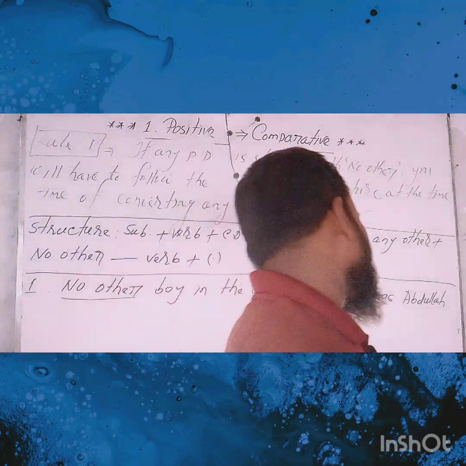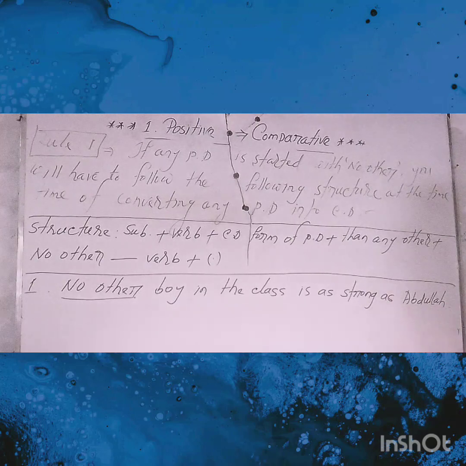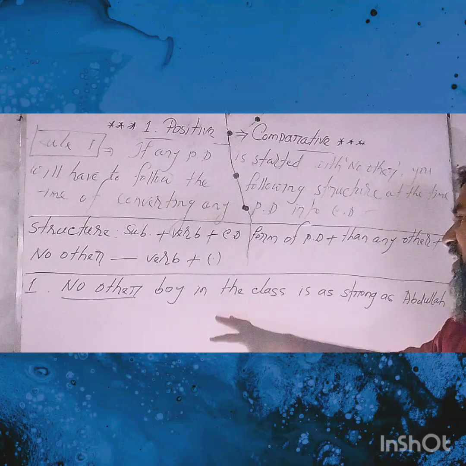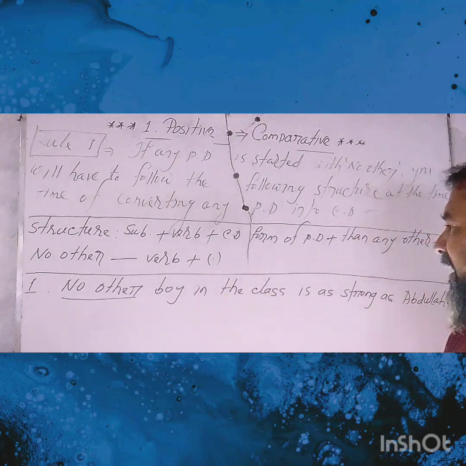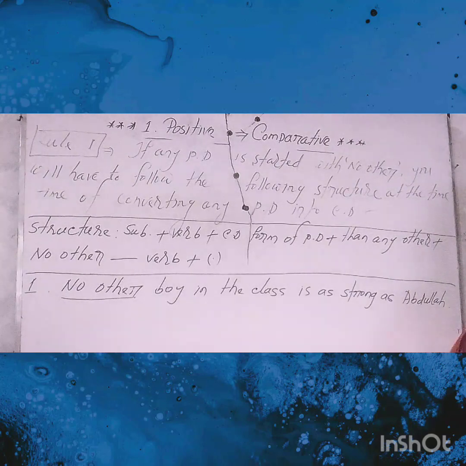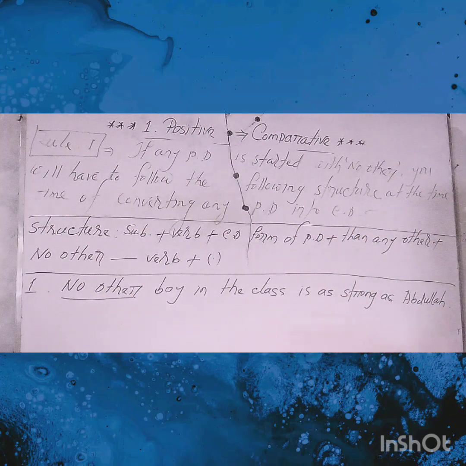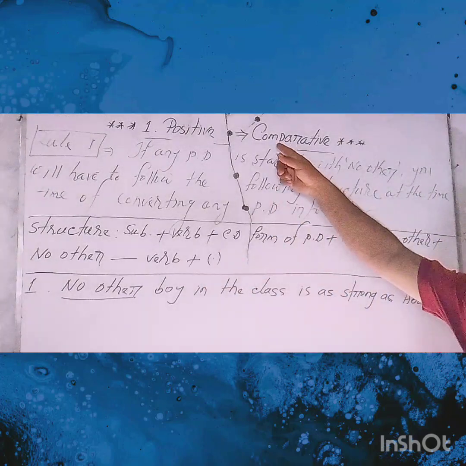But before converting this statement into comparative degree, at first you'll have to be sure whether this statement is positive degree or not. This sentence is of course positive degree. Why? Because this statement starts with "no other." At the time of explaining the selection of positive degree, you were told that if any sentence or statement starts with "no other," and finally there is a full stop, it is of course positive degree. So we may be sure this statement is positive degree, and at this moment we'll have to follow the structure and convert it into comparative degree.